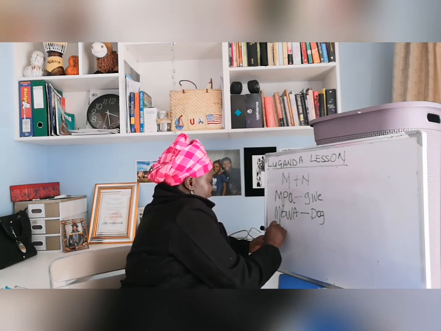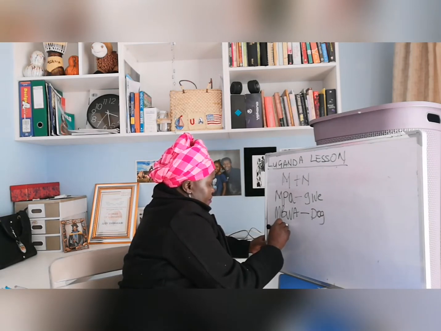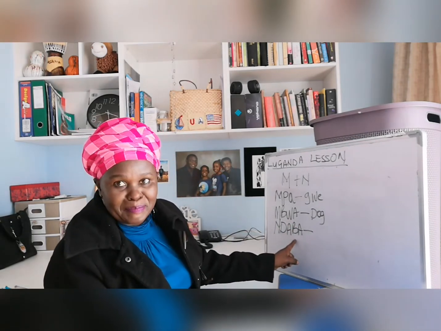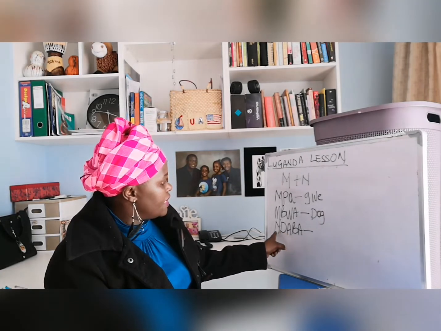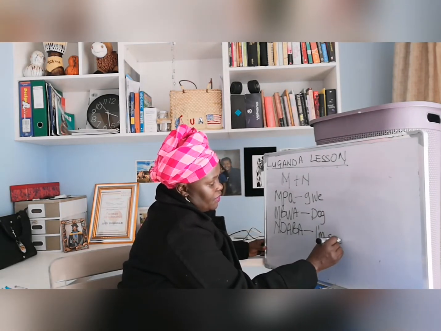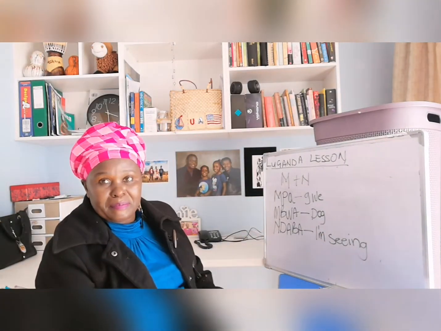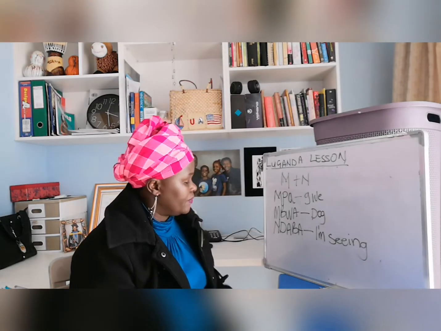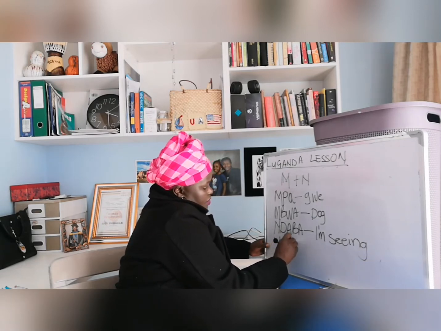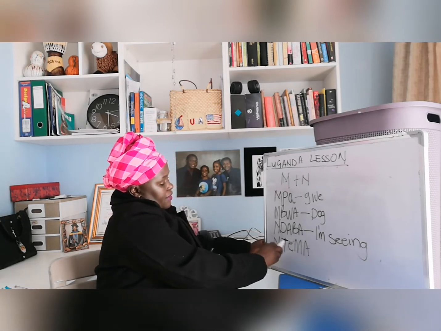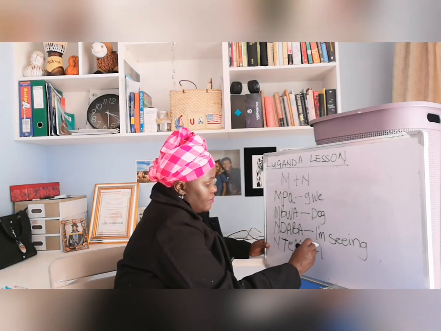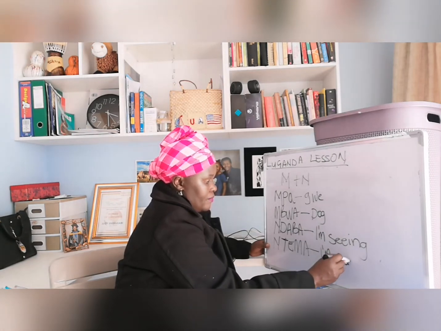And N plus D plus A plus B plus E, ndaba, which means I'm seeing. Ntema: N plus T plus E plus M plus A. Ntema means I'm cutting.